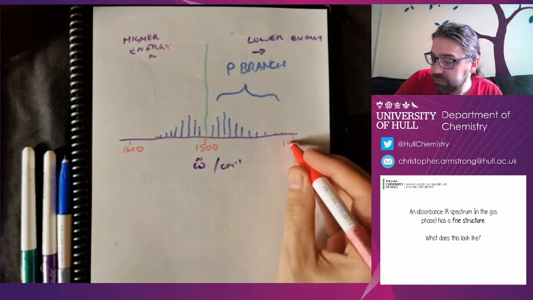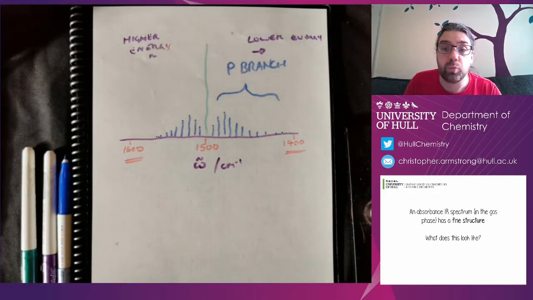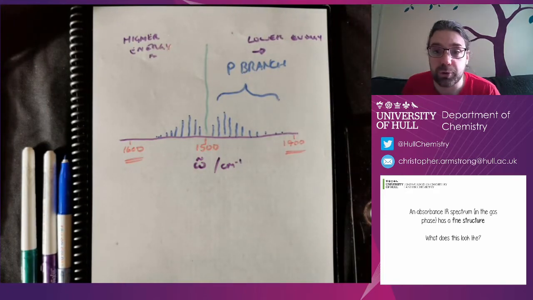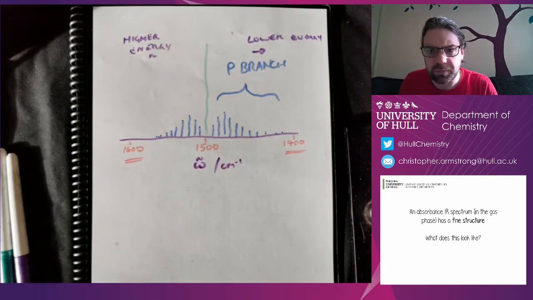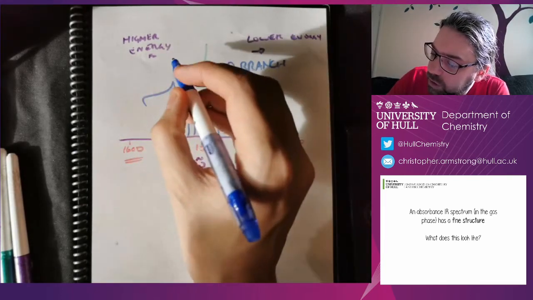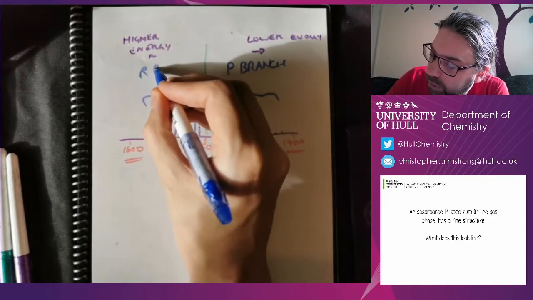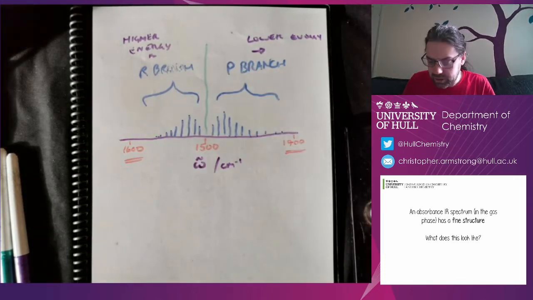look at the numbers. 1400 is a lower wave number, 1600 is the higher wave number, and wave number is directly proportional to energy. It's kind of one of the reasons it's actually useful. And then IR spectroscopy goes and swaps it around. This side is called the R branch. So we've got the P branch and the R branch.